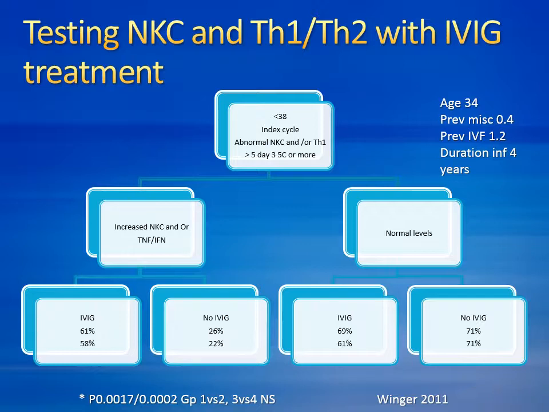Now, for those patients that had abnormal levels, it's very important that when we look at those patients that opted not to have treatment, the outcome was indeed very poor. It wasn't that there was no chance of pregnancy, but it was considerably reduced compared with the group that agreed to be treated with IVIG and indeed had a successful outcome.